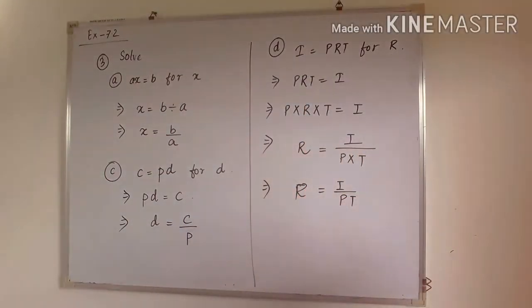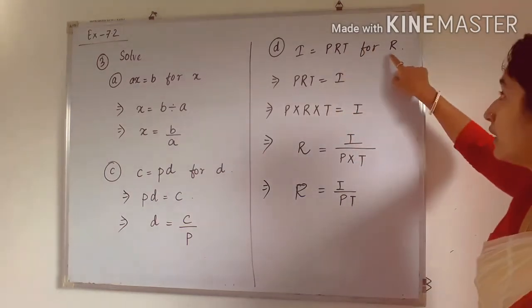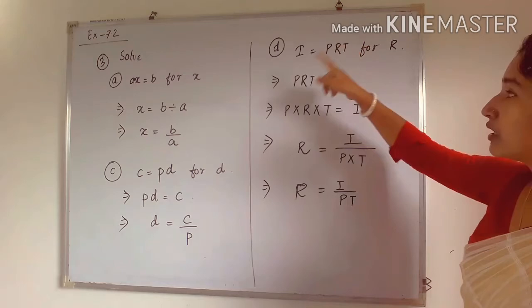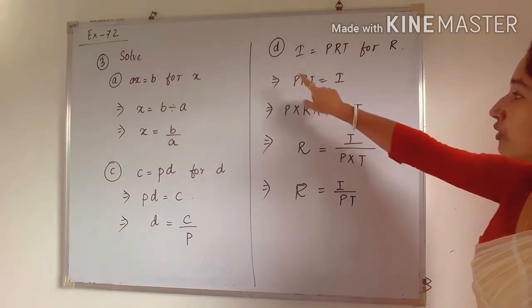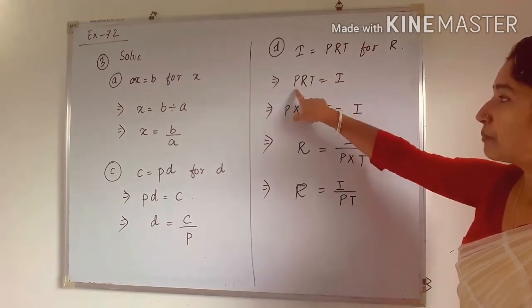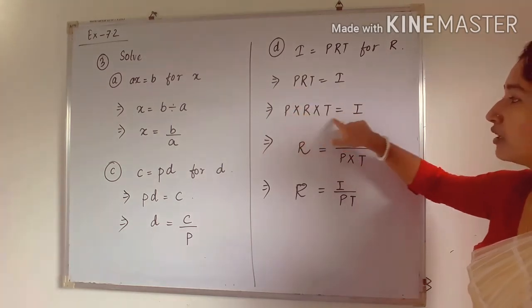Similarly, come to the next question. I is equal to PRT. So we have to solve for R. That means we have to find the value of R. So interchange the sides first. So next we have to find R. So first of all you have to check P and T. P and T are multiplied with R. So we can write it like this, P into R into T.